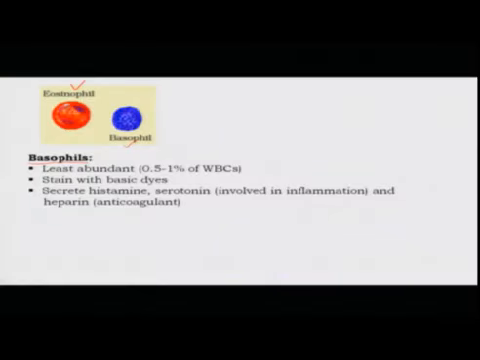These are the least abundant kind of WBCs that are present in the blood. Only 0.5 to 1% of WBCs are basophils. Now, what kind of function do they perform? They secrete a lot of substances, for example, histamine and serotonin. These two are primarily involved in the process of inflammation.